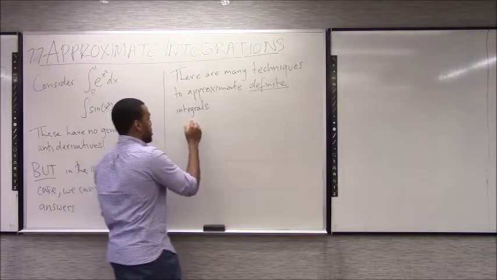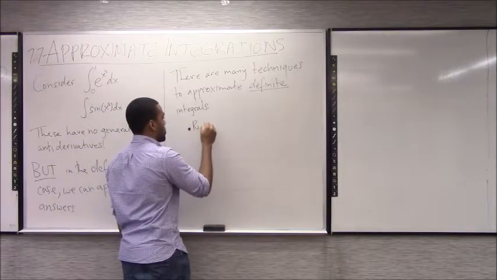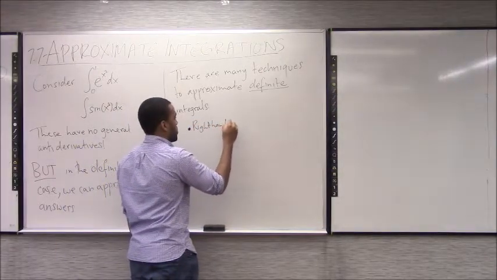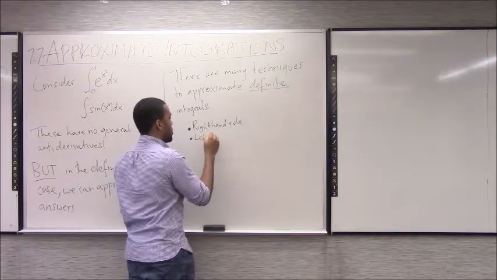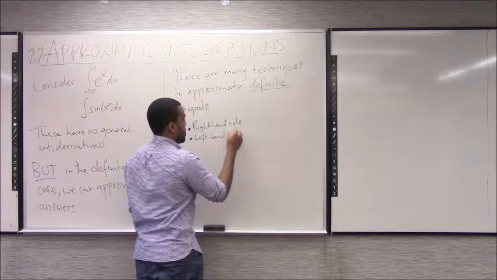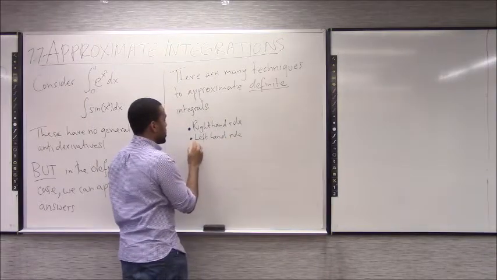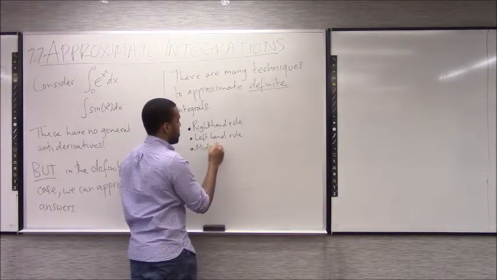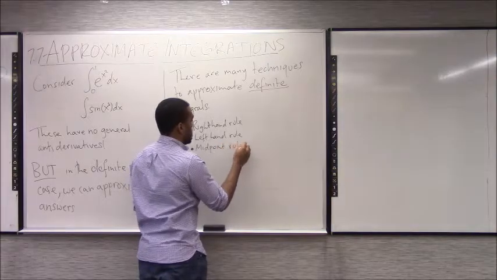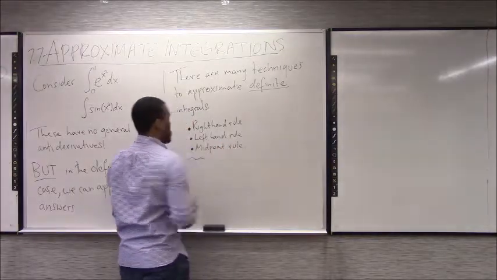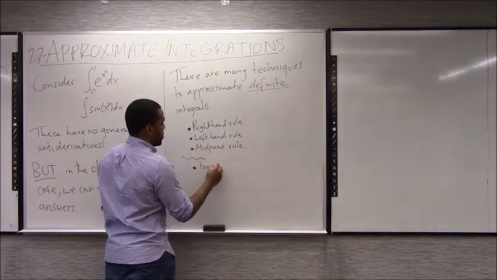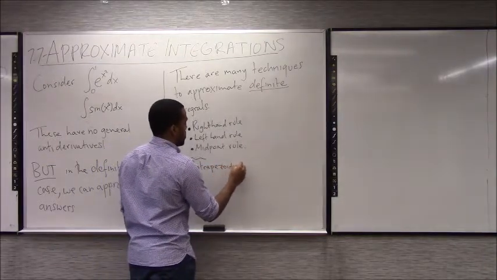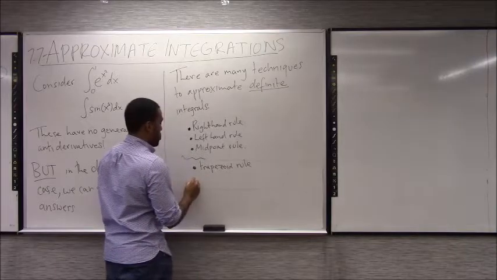So there are things like the right-hand rule. There's the left-hand rule. These first three are very similar. I'm going to show you what those guys are. There's the midpoint rule. You can get a little bit more sophisticated and you can talk about things called the trapezoid rule and Simpson's rule.